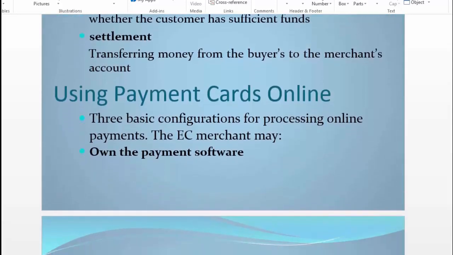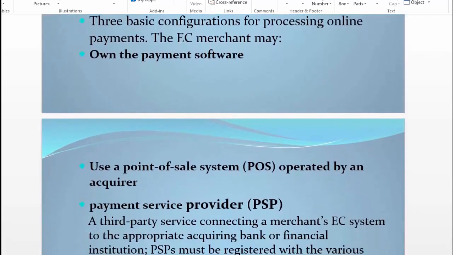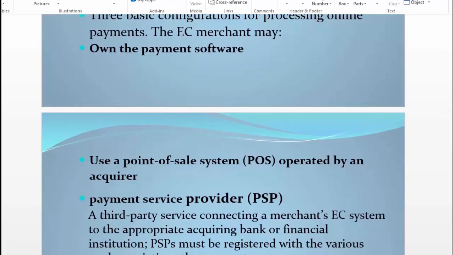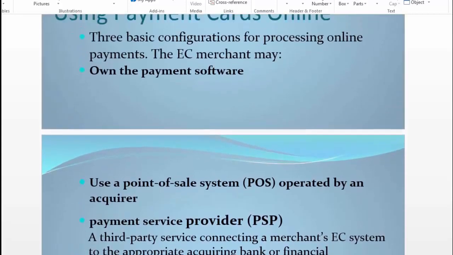Using payment cards online, there are three basic configurations for processing online payments. The electronic commerce merchant may own the payment software, use a point of sale system operated by an acquirer, or use a payment service provider. A payment service provider is a third-party service connecting a merchant's electronic commerce system to the appropriate acquiring bank or financial institution. A PSP must be registered with the various card associations they support. We're going to talk about these three systems in detail in this chapter.